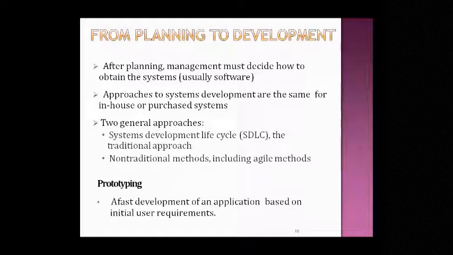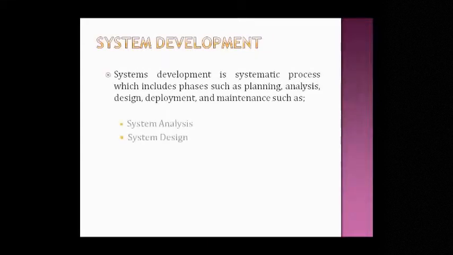Prototyping is a fast development of an application based on initial user requirements. So for system development, we have two types. System development is a systematic process which includes phases such as planning, analysis, design, deployment, and maintenance, such as the system analysis and the system design. So what's the difference between the two?